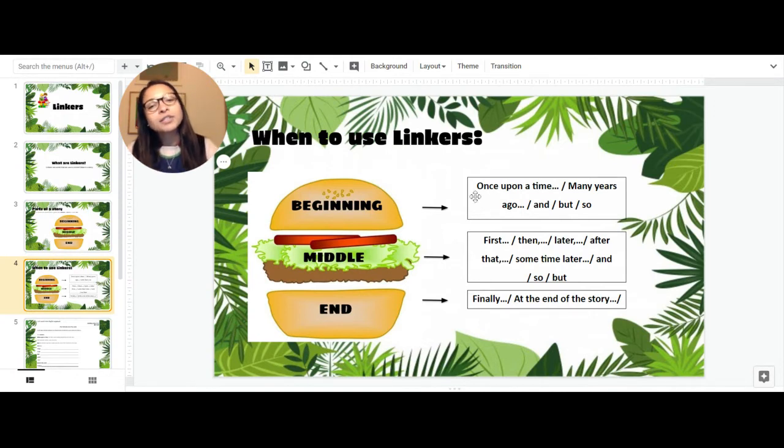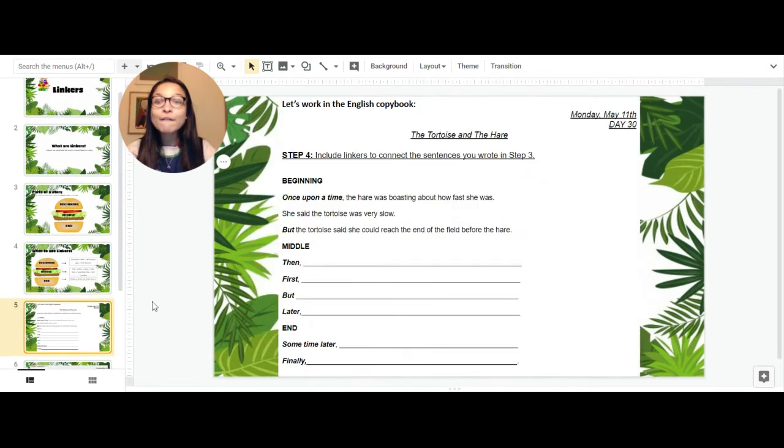So these are going to be all the linkers we are going to use while writing stories or while writing retellings, or as well orally. We can use them while we retell a story orally. Now, let's take a look at step number 4, our last step. It says, include linkers to connect the sentences you wrote in step number 3.